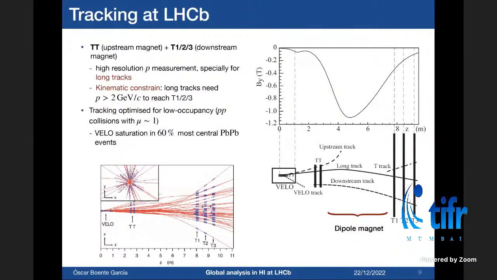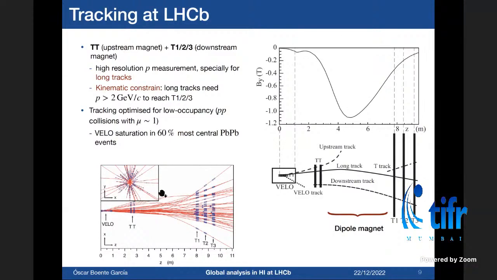Apart from the Velo, we have another two sets of tracking stations. They are located upstream and downstream of the dipole magnet, which you can see here. This would be the upstream, and here you would have the downstream. This configuration allows us to reconstruct tracks and measure the momentum of these charged tracks. Most of the physics tracks are these long tracks which have hits in all the detectors, but there are other kinds of tracks that can be used for different purposes.